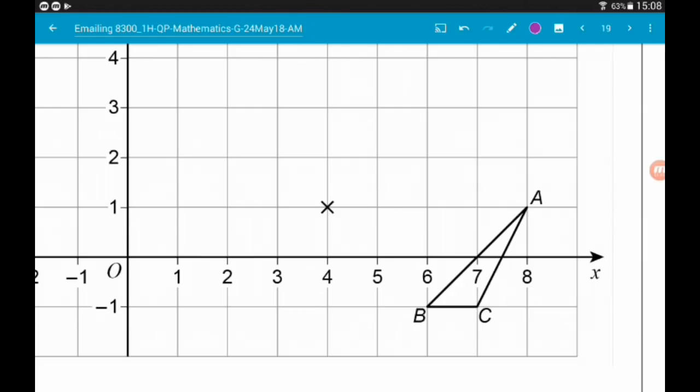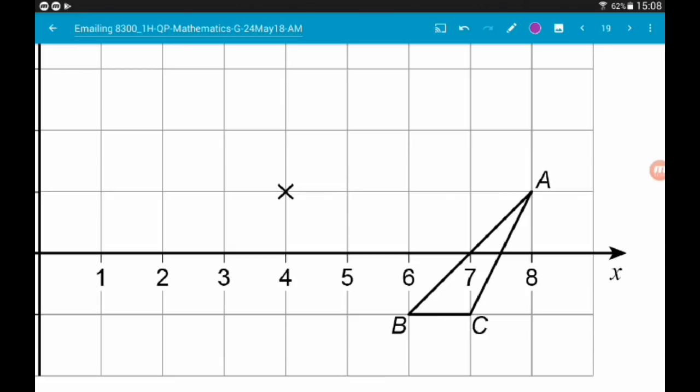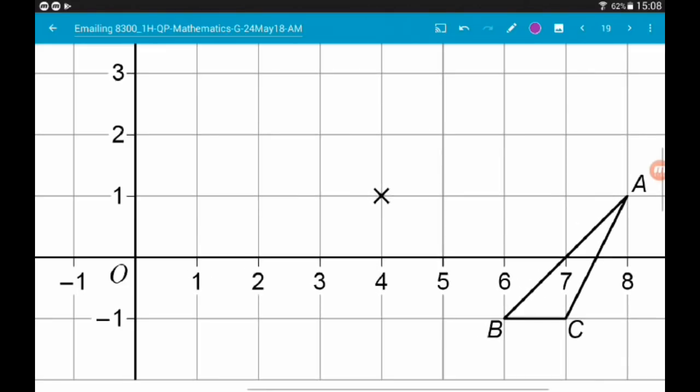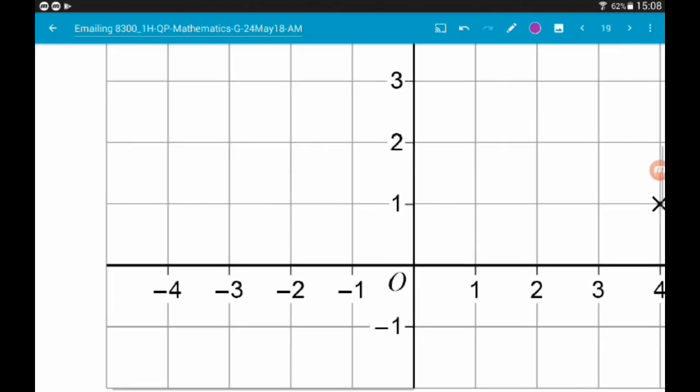So I'm going to go for point A first of all. Now point A, if we count how many places we have to move to get to the centre of enlargement, we go 1, 2, 3, 4 places to the left. So that point is going to be 8 places to the left of the centre. So we're going to go 1, 2, 3, 4, 5, 6, 7, 8. So point A is enlarged to that point there.